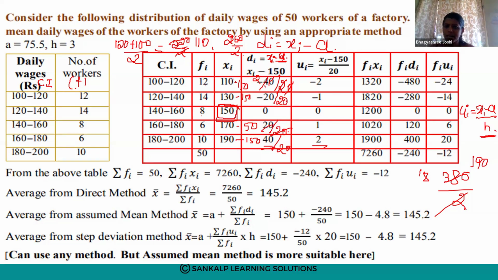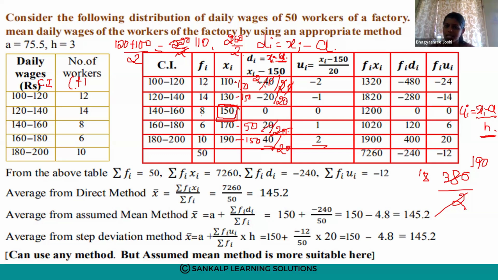So now we have calculated Xi, Di and Ui. Now we'll calculate Fi into Xi. Why? Because in our formula, sigma Fi Xi is there. So for that, Fi into Xi. 12 into 110, that is 1320. 14 into 130, that is 1820. 8 into 150, that is 1200. 6 into 170, that is 1020. 10 into 190, that is 1900. Okay, this is about the Fi Xi.